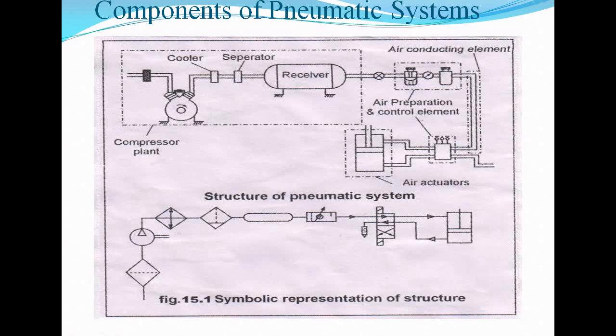Then this is the air preparation and control elements, that is FRL, that we are going to see in the next slide. And this is the air preparation and control element. This is the air conducting element. You can see here this piping. And finally the air will be supplied to this air actuator. So these are the various components of pneumatic system.